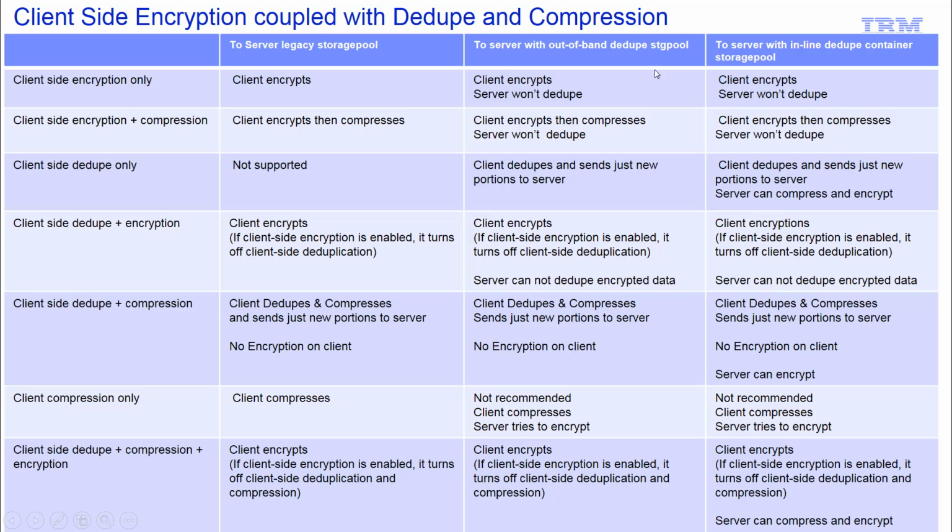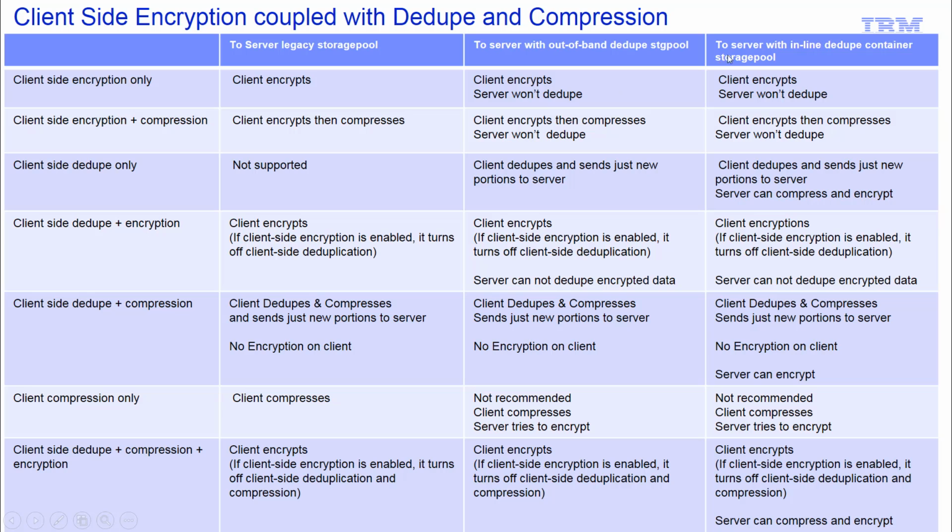If it's simply going out to a legacy storage pool, then the client will simply encrypt it and the file is sent and written directly to that legacy storage pool. If it's written to an out-of-band dedupe storage pool, we will encrypt it, but we can't dedupe it, and that's the same with a container.